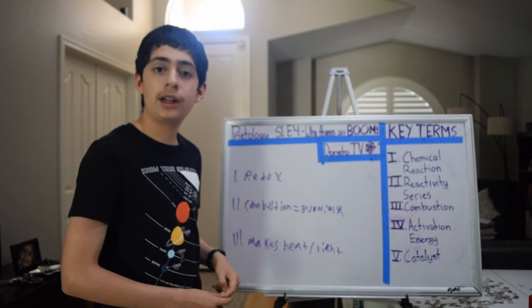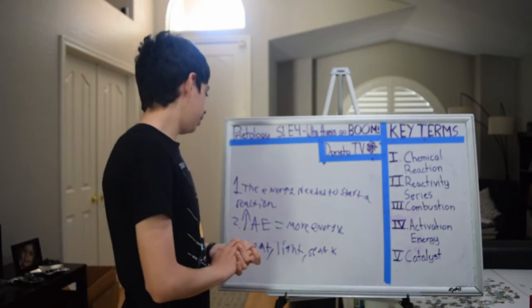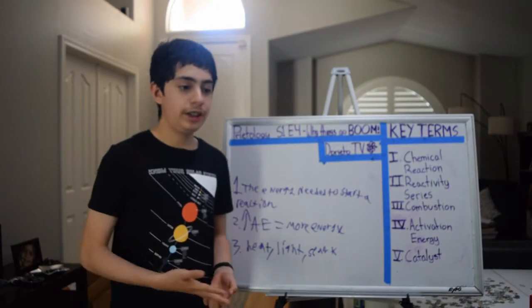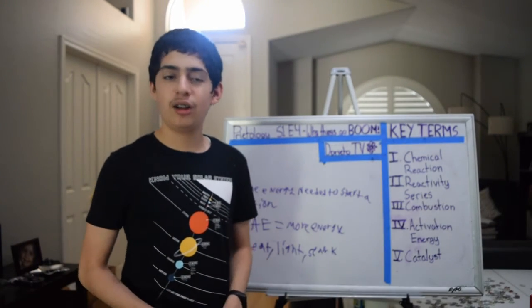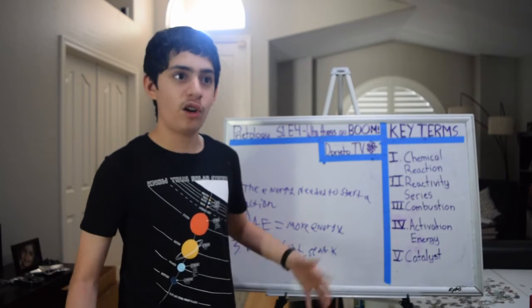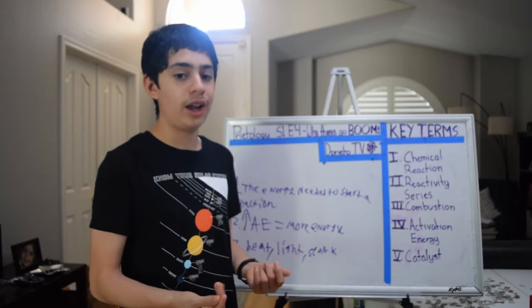So yeah, let's move on to the next term. Okay, so our next term is activation energy. Activation energy is the energy needed to start a chemical reaction. An example of this is if you're trying to start a fire and the wood is wet, it's harder to start the reaction because it's not dry and coarse.